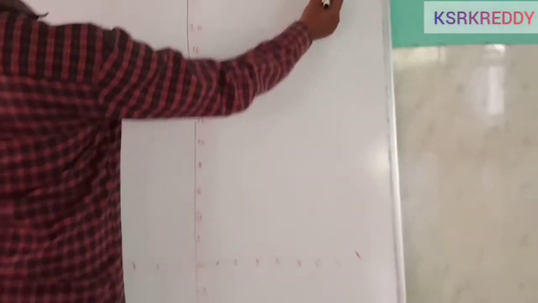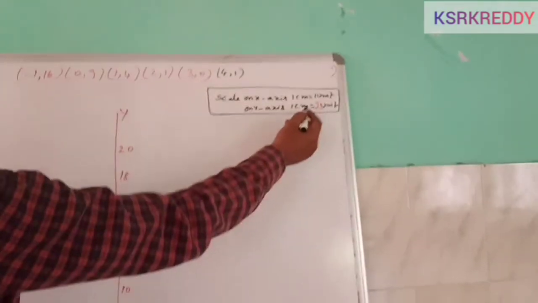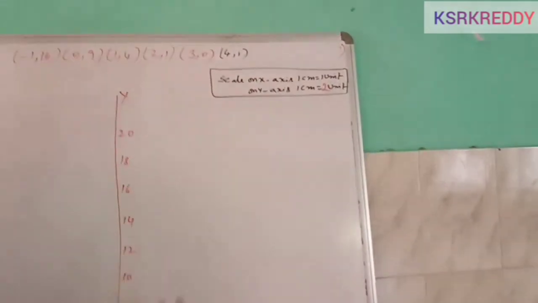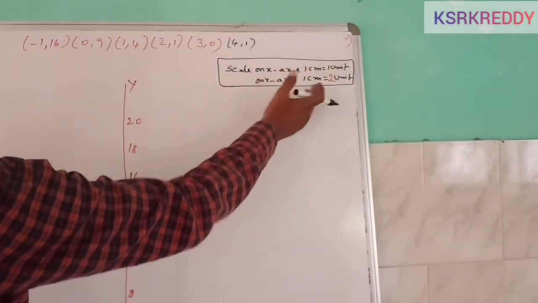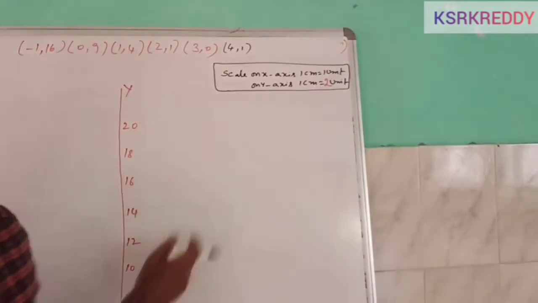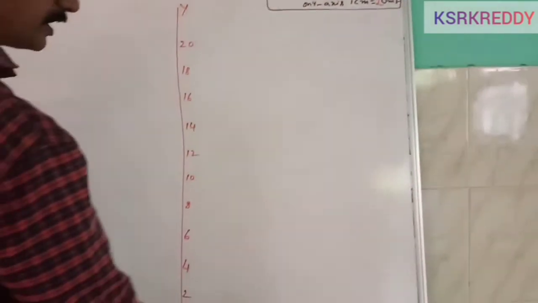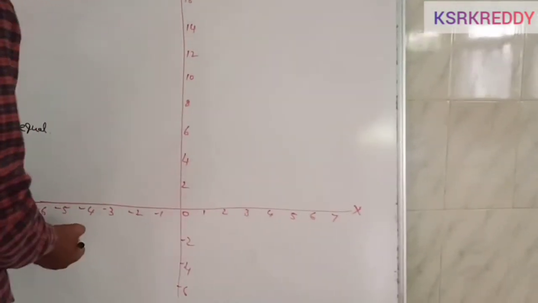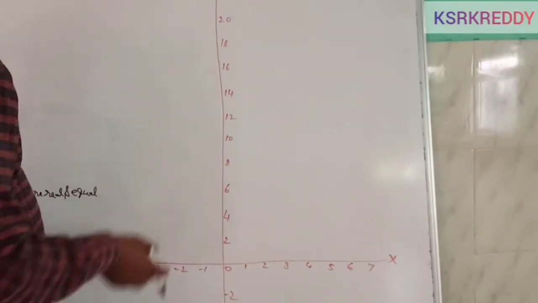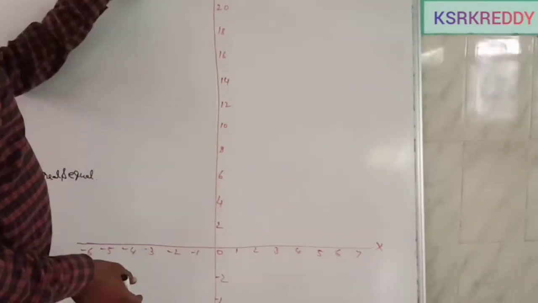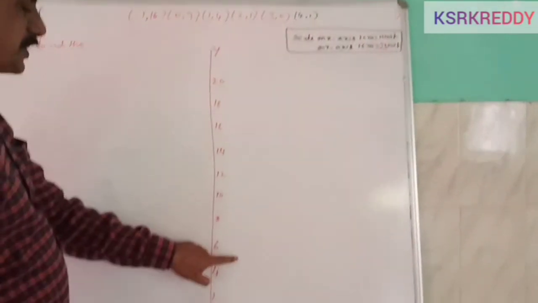Scale on the x-axis is 1 centimeter equal to 1 unit, and on the y-axis 1 centimeter equal to 2 units, as is convenient. So here I will take on the y-axis 1 centimeter equal to 2 units. So 0, 1, 2, 3 on the x-axis, 1 unit each, and on the y-axis 2, 4, 6, 8, 2 units to 1 centimeter. So these points are marked on the graph sheet.